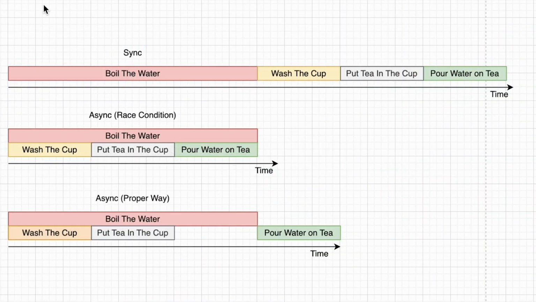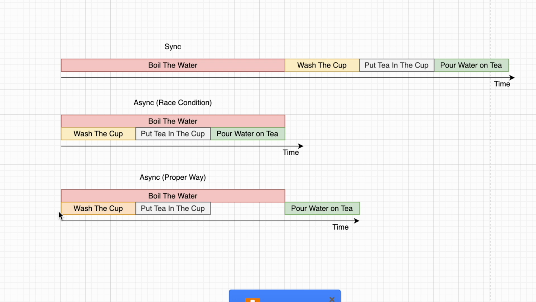Here I have 3 scenarios visualized. The first scenario is where we do everything synchronously, where we boil the water, wash the cup, put tea in the cup, pour water on tea, one by one. Now the second one is the race condition, which is the wrong one. And third one is the proper way, which is we wait for the water to boil.